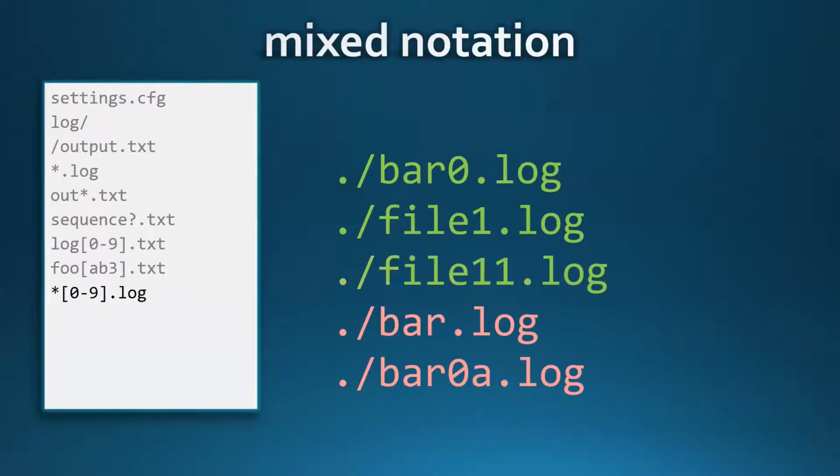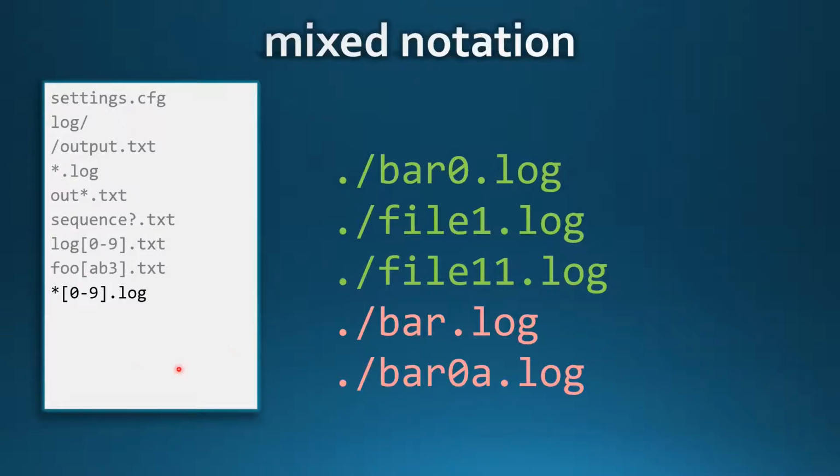And of course, you can also mix notations. So you can have star, 0 through 9, and .log, which is just wildcard notations. That means any series of characters followed by a number and .log will get ignored. Bar0.log matches that criteria. File1.log matches that criteria. Now file11.log looks like at first it shouldn't match, but file1 matches the star character and the 1 matches the 0 through 9 range character. This will get ignored.